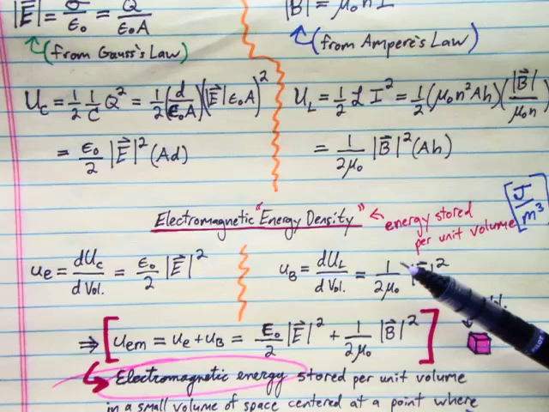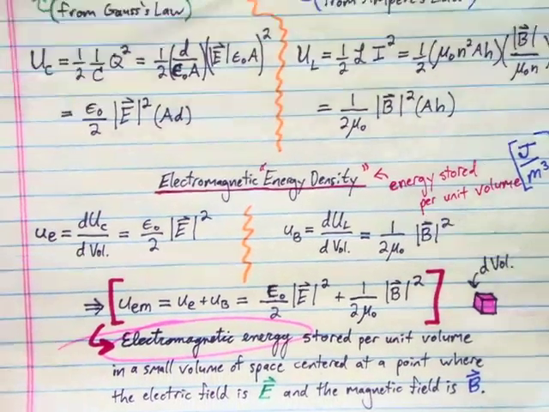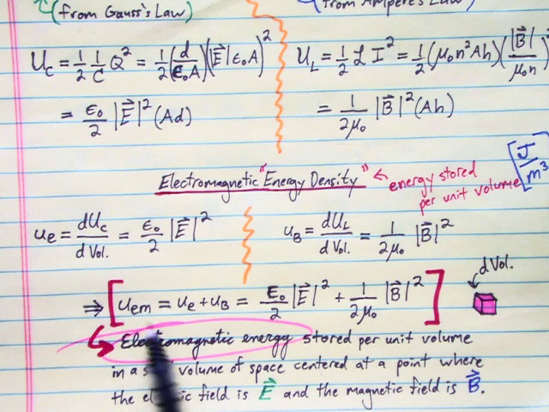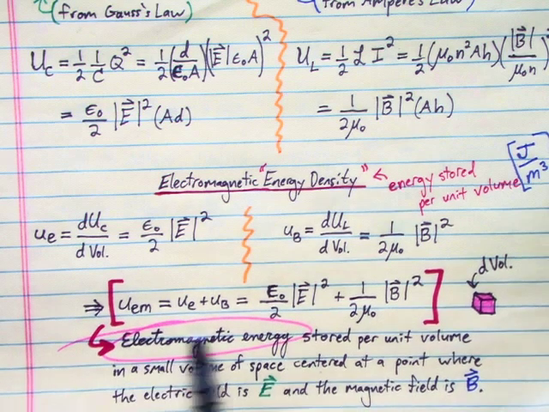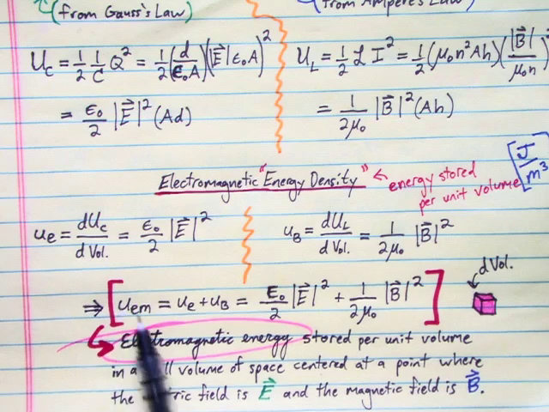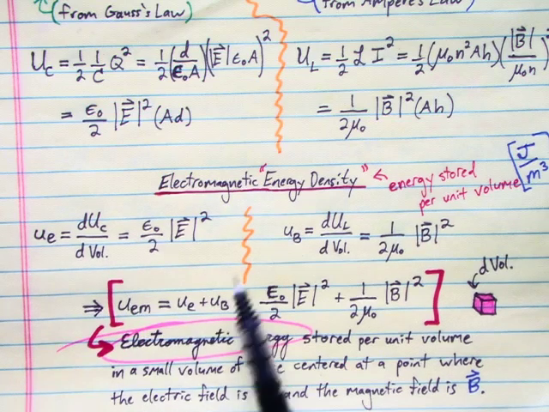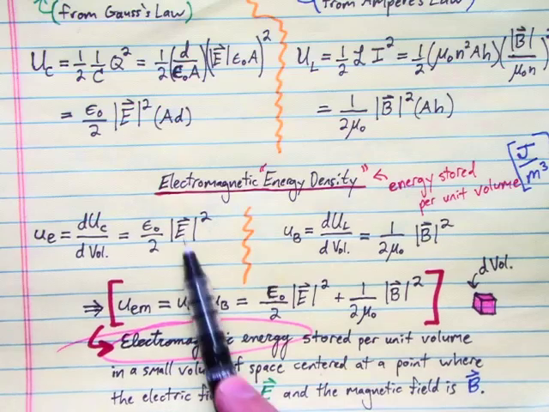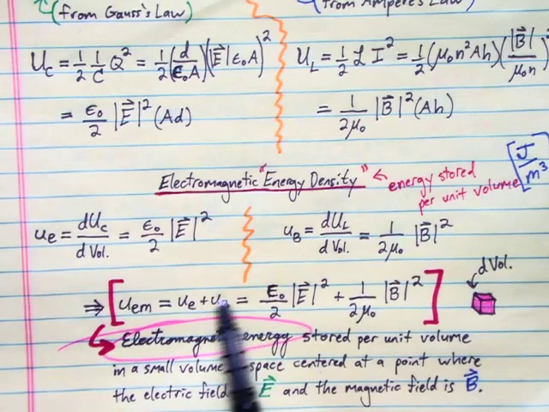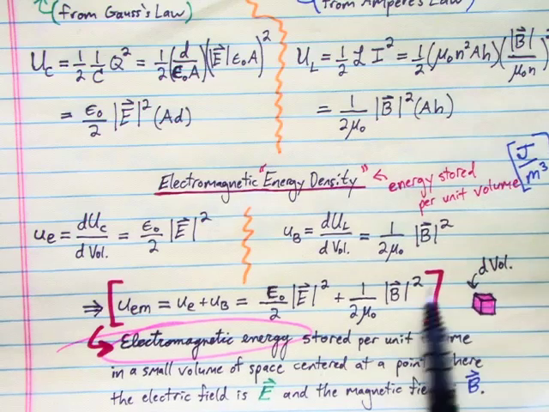So summing those two terms, we get what we might call the total electromagnetic energy density, little u, em for electromagnetic, the sum of the energy density stored in our electric field and the energy density stored in the magnetic field. And we get this nice expression here.